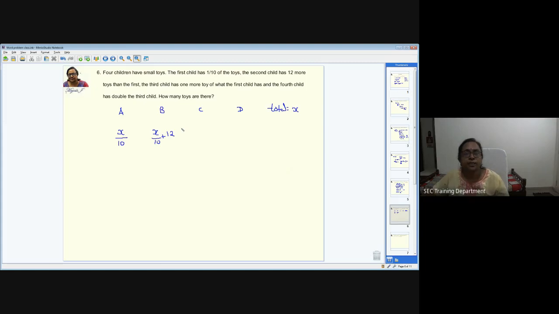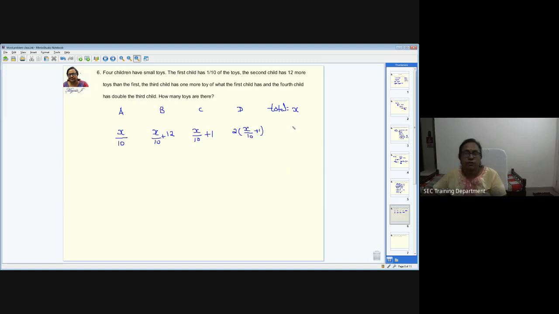The third child has one more of what the first child has. So it's going to be x by 10 plus 1. And the last one, the fourth child, has double the third child. So the third child is this, and double of that is nothing but 2 times (x by 10 plus 1).